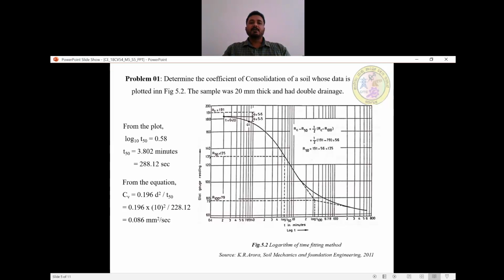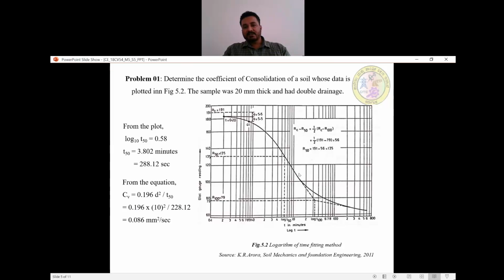Next, we need to draw a straight line with the same intercept of A is equal to 5.5. By doing so, when this line intercepts the y-axis, that point corresponds to RC, that is corrected zero reading, that is equal to 191 in this case.